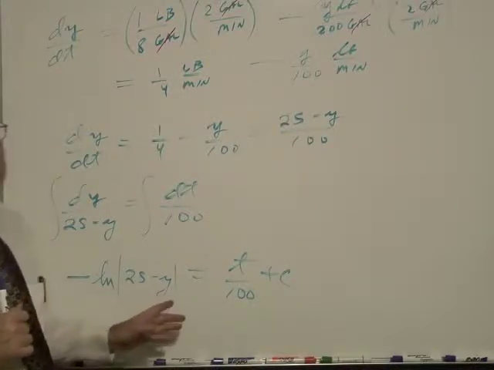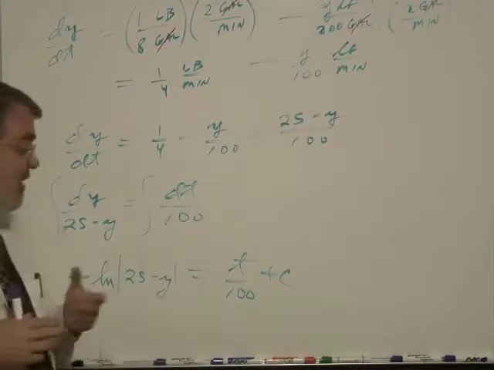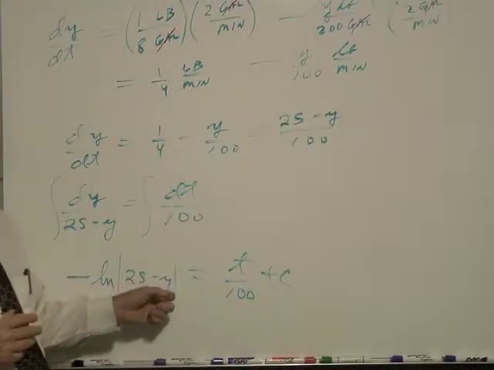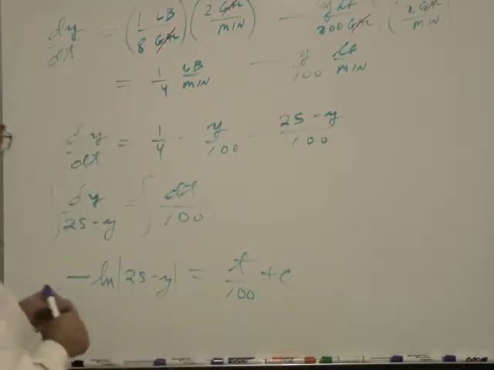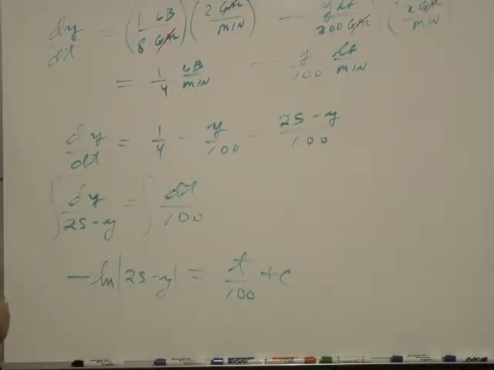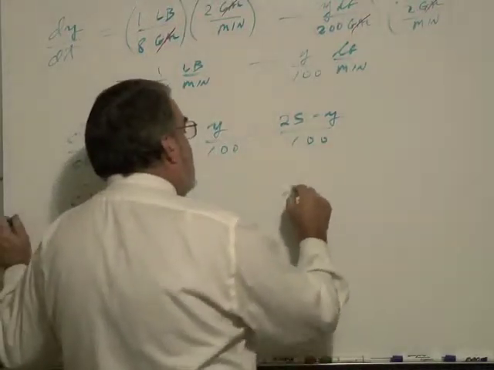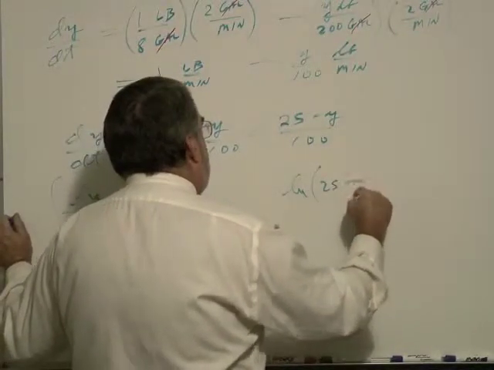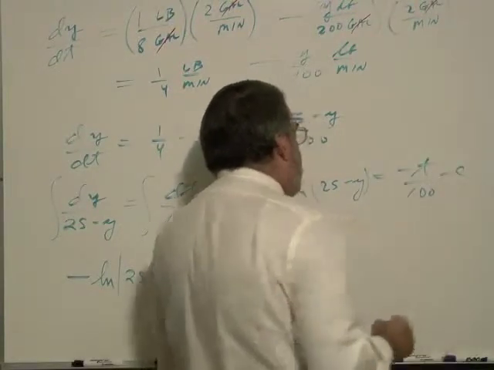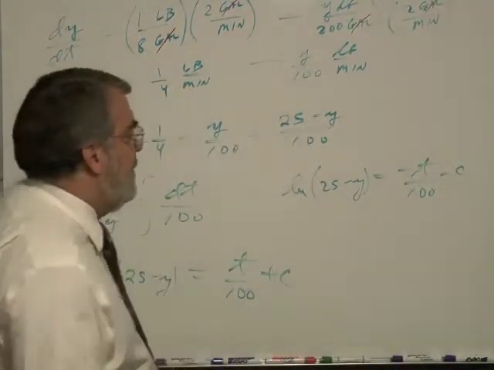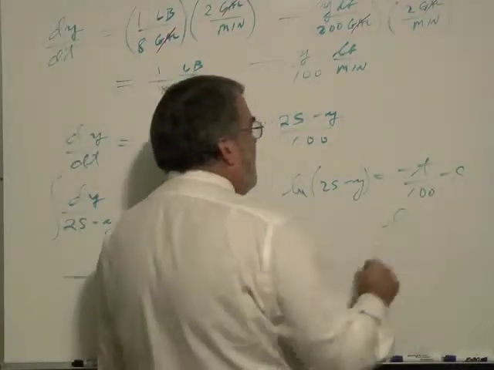Technically, in this case, I really don't need those absolute values, because I can't have more than 25 pounds of salt in this tank. In other words, 25 minus y will never be negative anyway, so I don't have to worry about a logarithm of a negative. Now I'm going to transfer the negative to the other side. So I've got natural log of 25 minus y equals negative t over 100 minus c. And I'm going to cancel the logarithm just like we did before by making it an exponent of e.